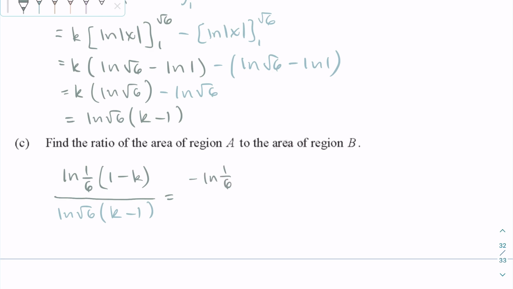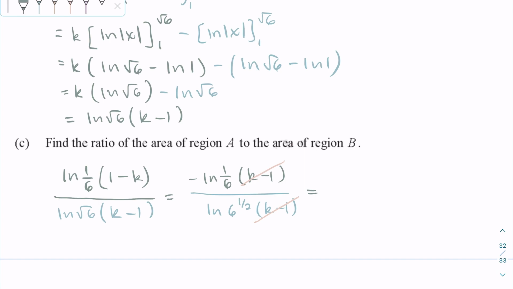We can take the minus out of the expression on the top so that we get k minus 1. The ln on the bottom can be rewritten as ln 6 to the power of 1/2, as this is another way of writing square root. The k minus 1's then cancel out.